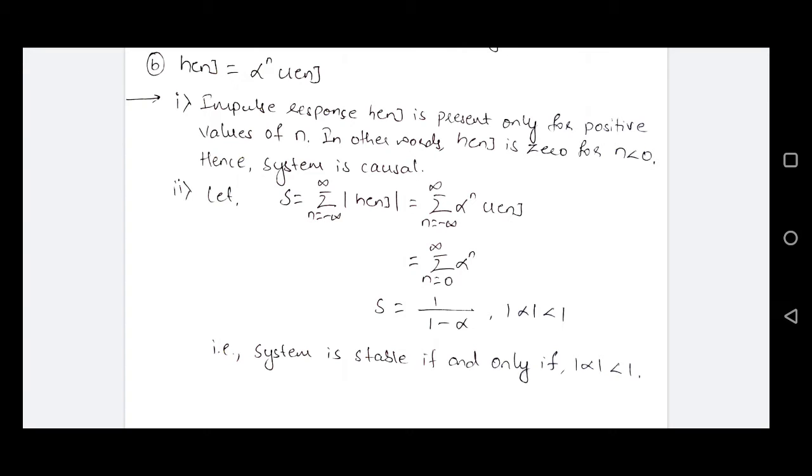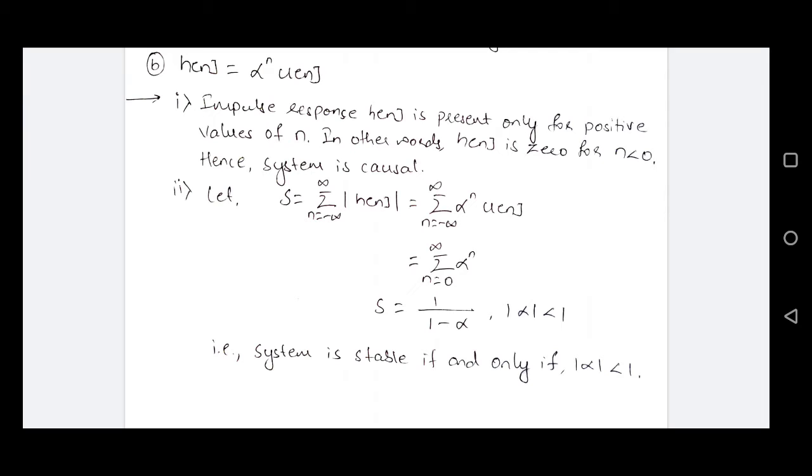Now to check the absolute summability, we'll use alpha to the power n u of n in the summation, and because of u of n, the lower limit will be 0 and the upper limit will be infinity. If we use the standard geometric form, it will be 1 divided by 1 minus alpha. Now this system is conditionally stable. And what is that condition? S will be a finite value only when the magnitude of alpha is less than 1, only then 1 divided by 1 minus alpha will be a finite value.